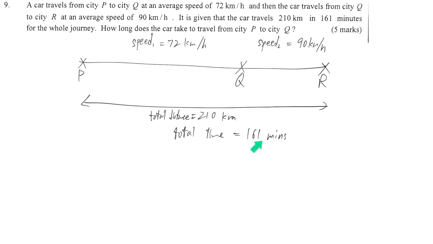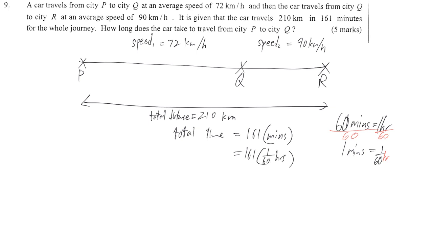We had better change this in terms of hours. 60 minutes itself means 1 hour, which means that if we divide both sides by 60, 1 minute is 1 over 60 hour. We replace minute by 1 over 60 hours. This is how you can transform the unit. So it is 161 over 60 hours.